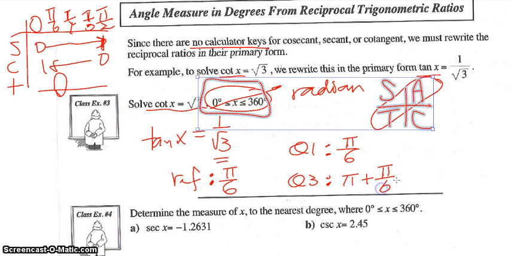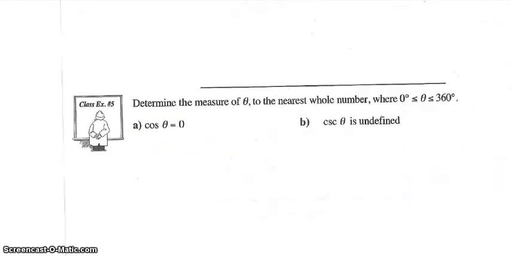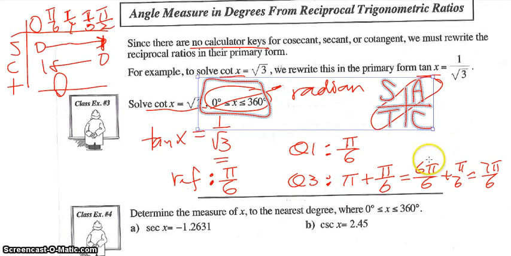Okay, so that's the answer, but let's use a common denominator, right? You need to add fractions. So make pi into 6 pi over 6. Why? Because I want to add them. So now you add pi over 6, then your answer is 7 pi over 6. Okay, so you just need to be very good at adding fractions.